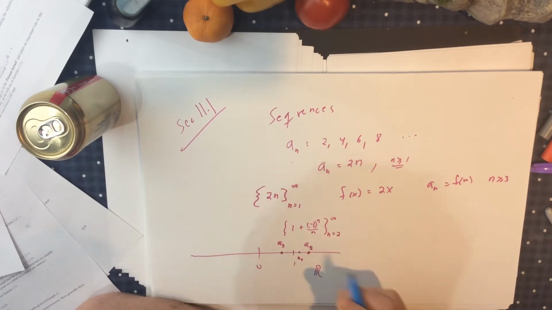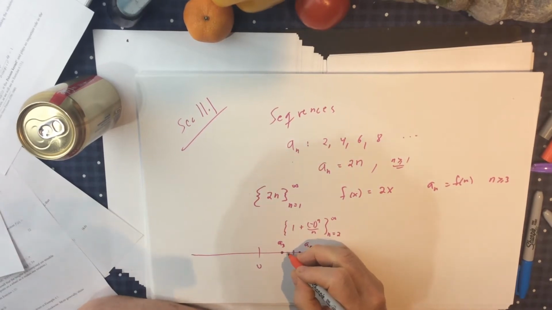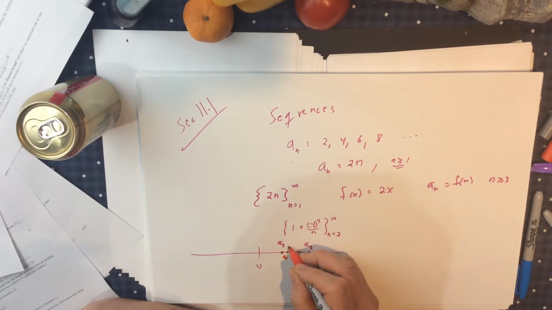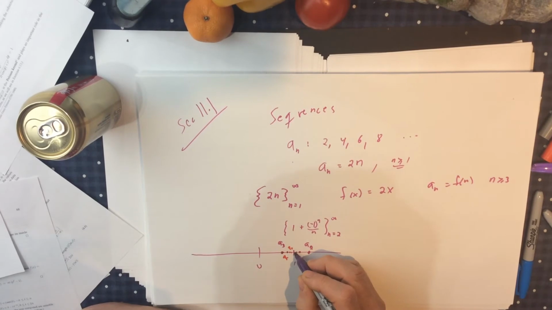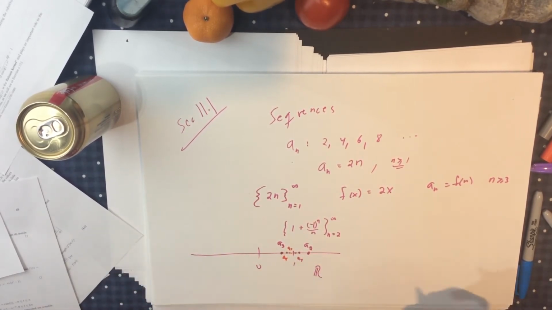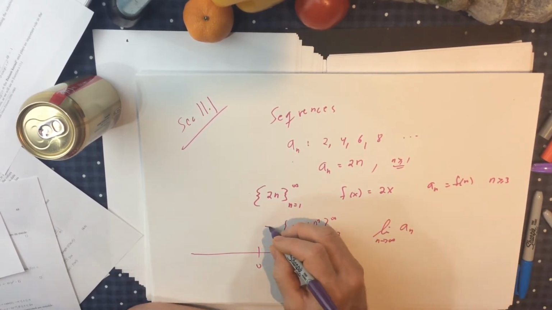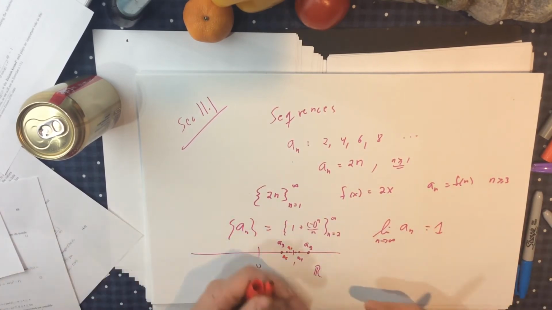There's the odd ones that are over here. That's a5, a7, and then the even ones, they're over here. Here's a6, a8, and what's happening is it's bouncing back and forth, but they're getting closer and closer and closer. It seems really clear that we can write the limit as n goes to infinity of a_n. Looks like 1. It's creeping towards 1 on both sides. So this is one way of visualizing a limit.